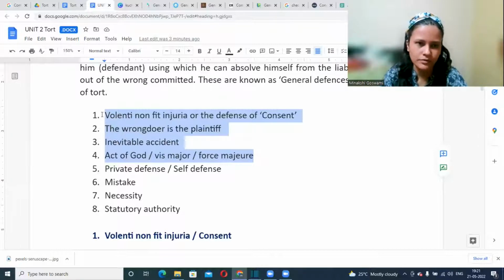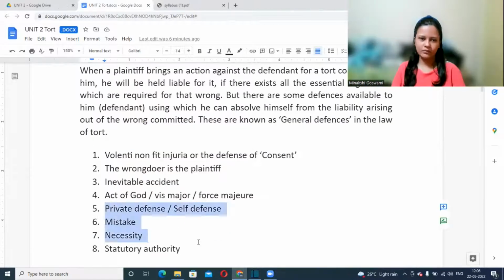Okay, so these were the first 4 defenses which you can claim. In the same way, we have 4 more. So now we have 4 more general defenses which are applicable in case of tort.